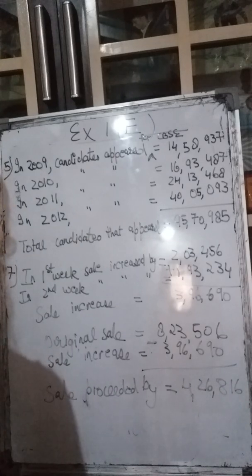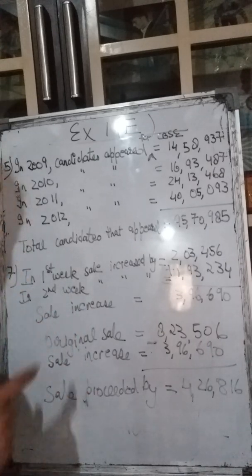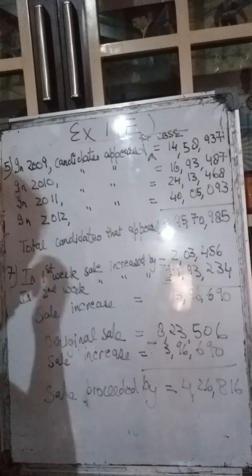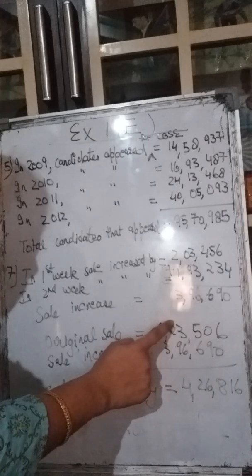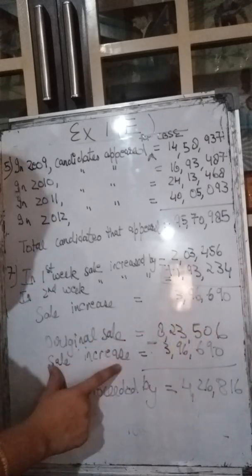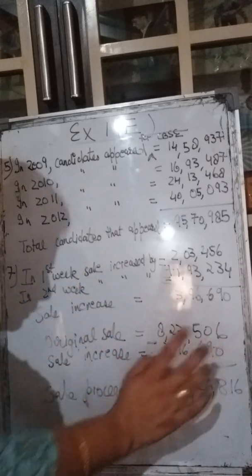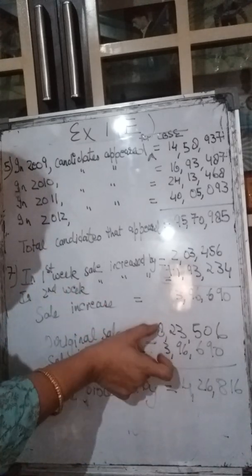Now they are asking here, what were the sale proceeds of the last 2 weeks? That means what was the increase in the sale? How much did the sale increase? This was the sale increase for the 2 weeks, but how much did it actually increase from the original? So what we will do is, we will write the original sale. Original sale was 8,23,506 rupees. This much sale increased in the 2 weeks, 3,96,690 rupees. Okay, so how can we find out the sale proceeded by? By finding out the difference between the two.